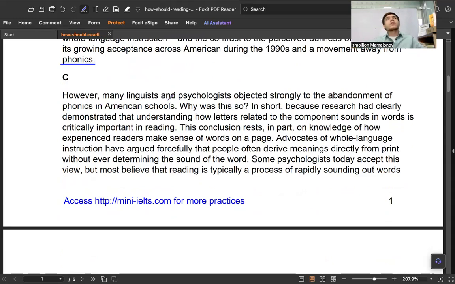Okay, so the thing with reading passage three is that some idea will be given and some people will object to it, and there will be some fight going on here. Why was it so? In short, because research had clearly demonstrated that understanding how letters relate to sound is critically important in reading.